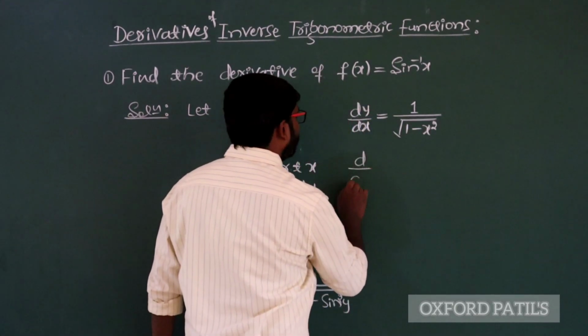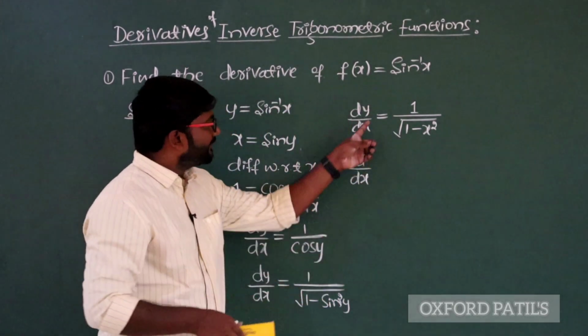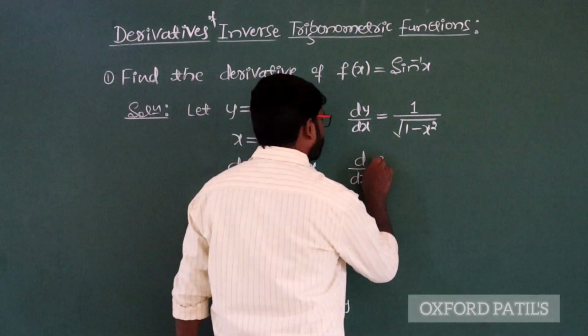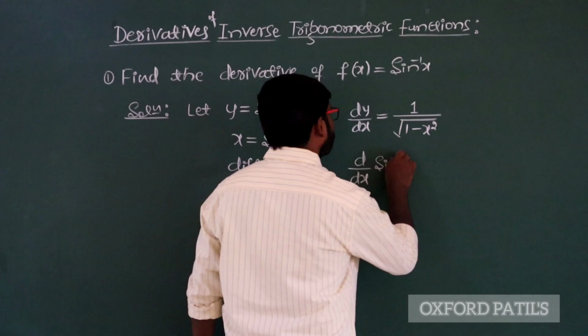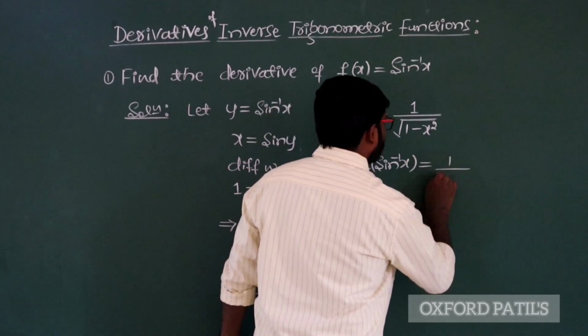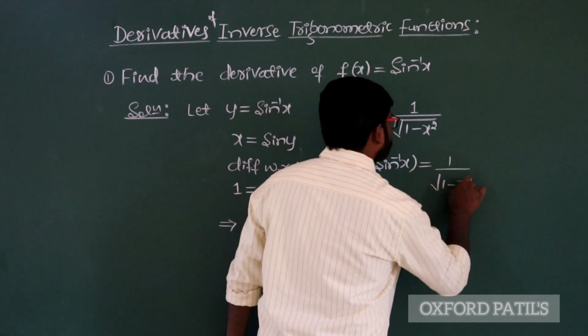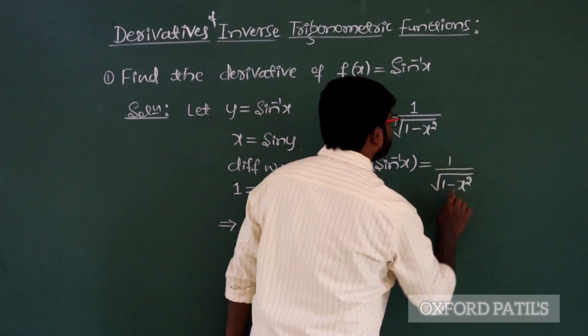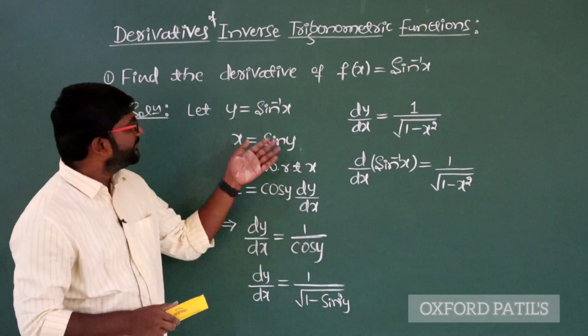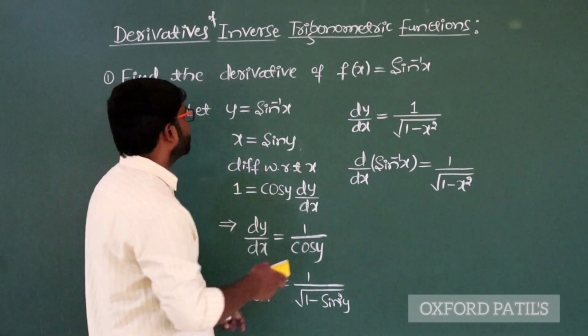What is y here? Y is nothing but sin inverse x. So d by dx of sin inverse x will be 1 divided by square root of 1 minus x square. So this is how we get the derivative of sin inverse x. So note down this and then we'll go for cos inverse x.